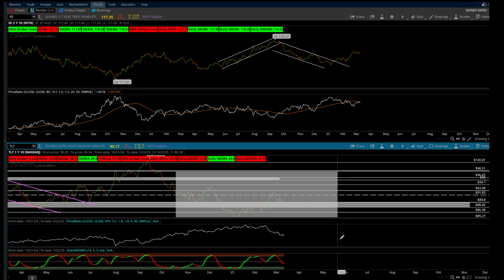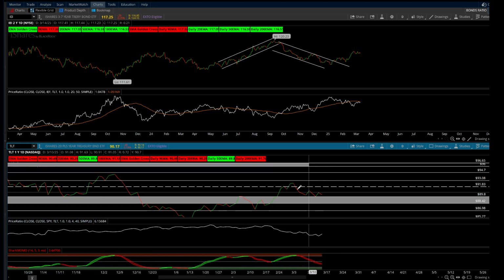TLT finally hit that 91, 92 area. We've been watching that 91.83 for a while. Finally got back up there. Came back down here into this 89.80 area support, or demand zone, I should say. Let's see if they hold over 88.80. 89.80, I think that's going to be key for the bulls.